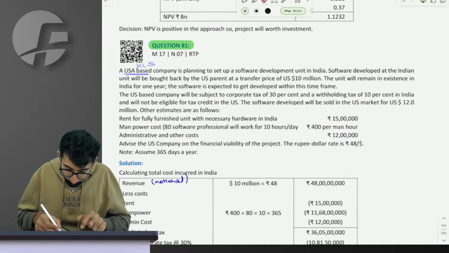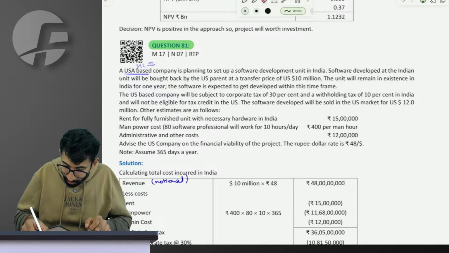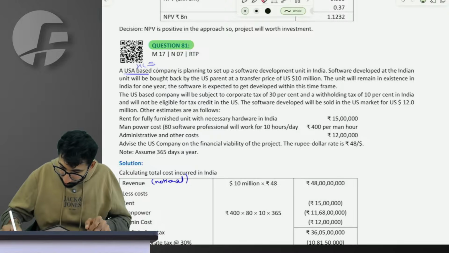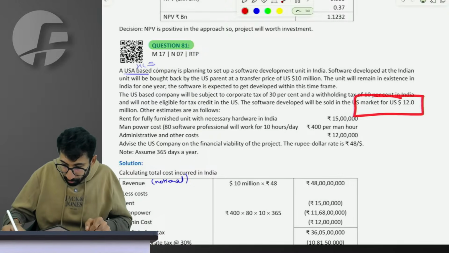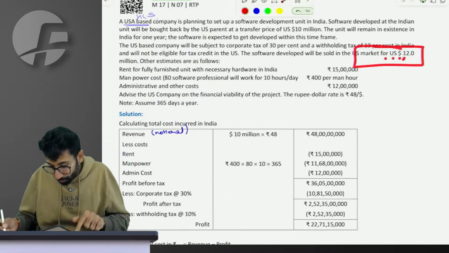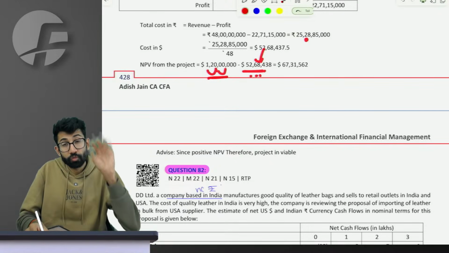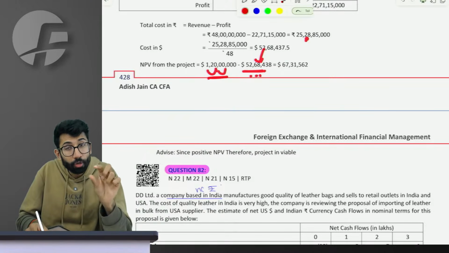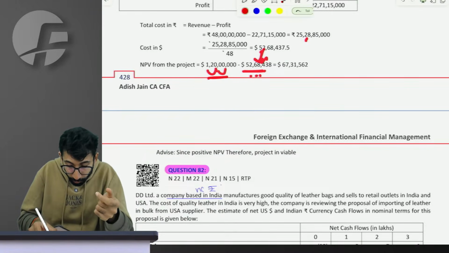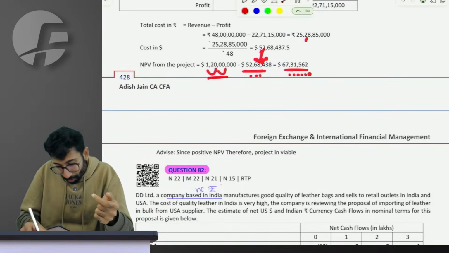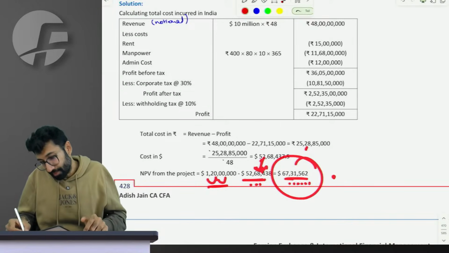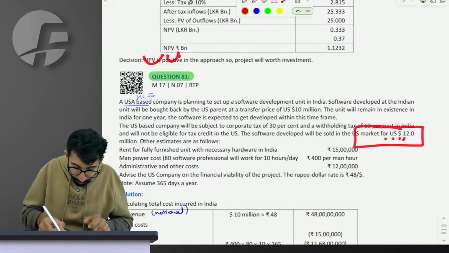Similarly, the dollar inflow is 12 million when you sell that project in the US. So from that inflow, if you deduct the rupee cost outflow, those 5 costs converted to dollar, you will get the dollar amount of NPV. That is the explanation of this particular question.